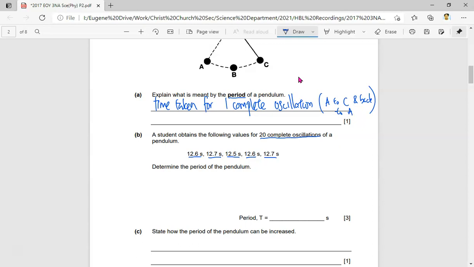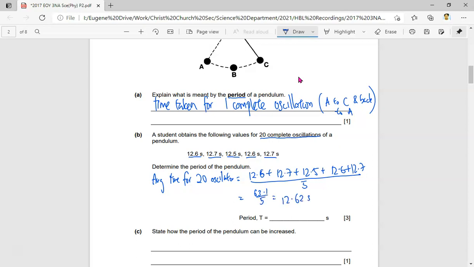Okay, so first thing first, let's find the average time for 20 oscillations. Because they asked me to determine the period. If I got 5 sets of readings, which one should I take? Okay, you cannot just take any one of them. You must first find the average for the 20 oscillations. So what to do? 12.6 plus 12.7 plus 12.5 plus 12.6 again plus 12.7. And the whole thing, because it's 5 sets of readings, you divide by 5 to get the average. So what you're going to get is 63.1 divided by 5, and you're going to get 12.62 seconds.